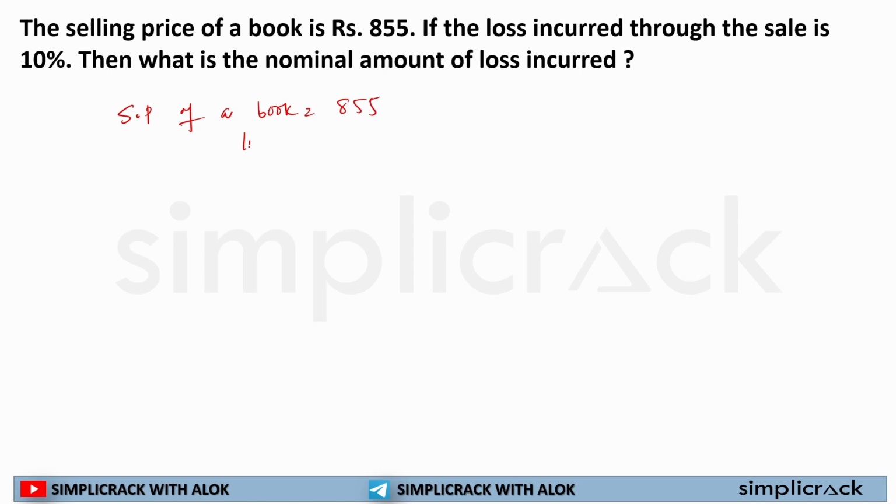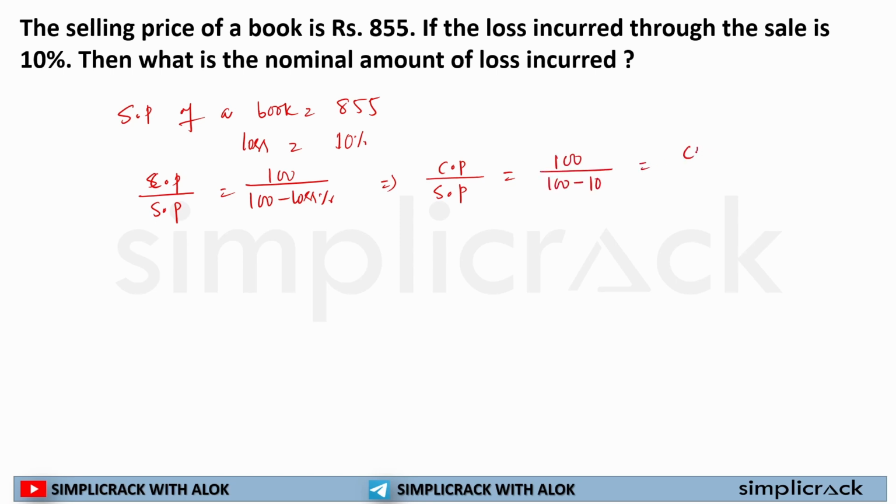Loss incurred through sale, 10%. I know cost price by selling price is equal to 100 by 100 minus loss percentage. So cost price by selling price is equal to 100 by 100 minus 10. That is cost price by selling price is equal to 100 by 90, or 10 by 9. I can write 100 minus 10 is equal to 90.